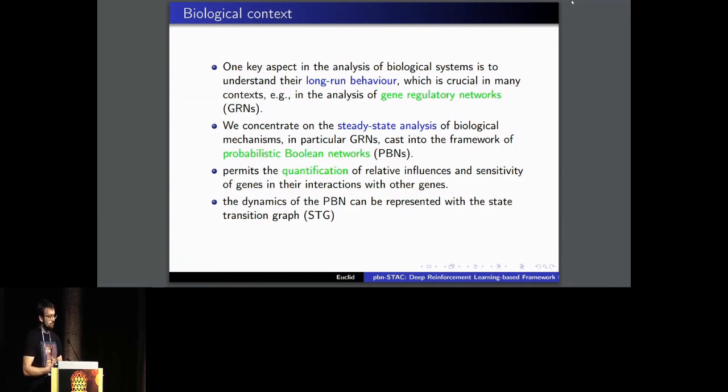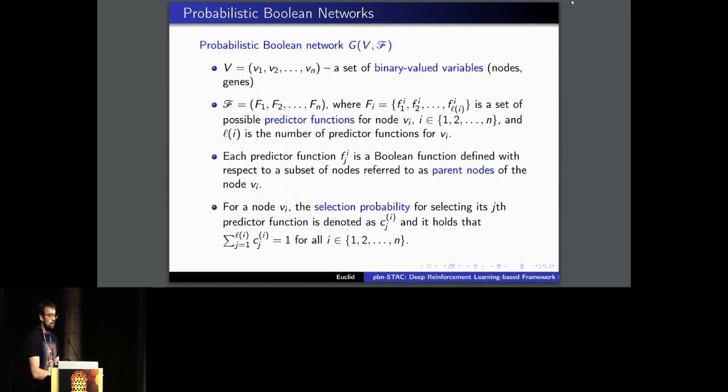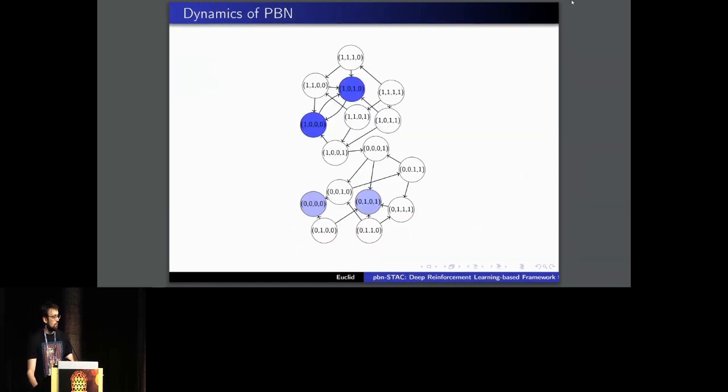And from this, the dynamic of the probabilistic Boolean network is represented with the state transition graph. So, mathematically, the Boolean network is a graph consisting of binary valued nodes and some transition functions. And at each time step, we will choose one of the functions and update the graph accordingly, one gene at a time. Okay, so this creates the state transition graph.